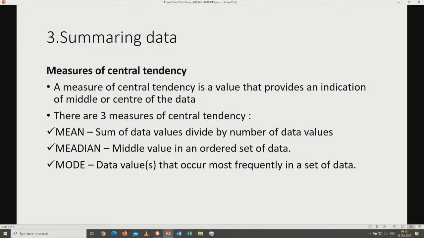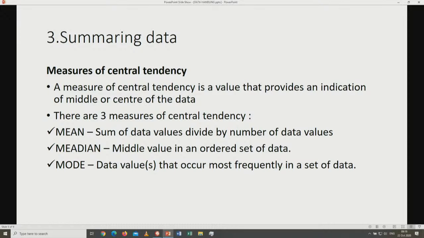The first measure of central tendency is the mean. Learners want to know what a mean is. Immediately it says sum, which means when you add. A sum of data values divided by the number of data values. You add all the data values, and then after that you divide by the number of data values. We'll look at a few examples of mean after I explain both median and mode.